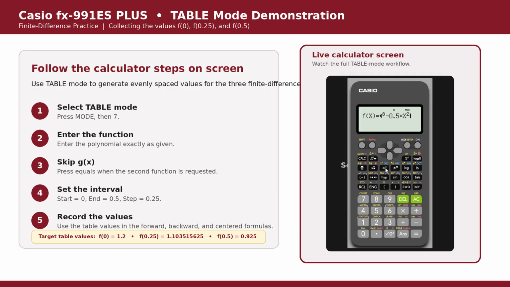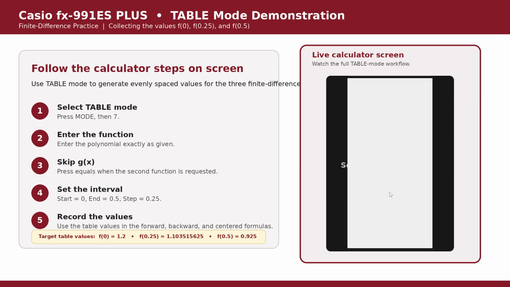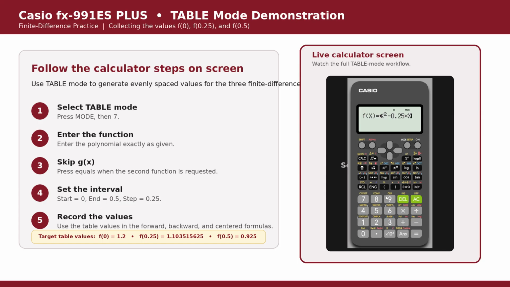Next, set the table parameters. For start, enter 0. For end, enter 0.5. For step, enter 0.25. The calculator now displays the values we need.